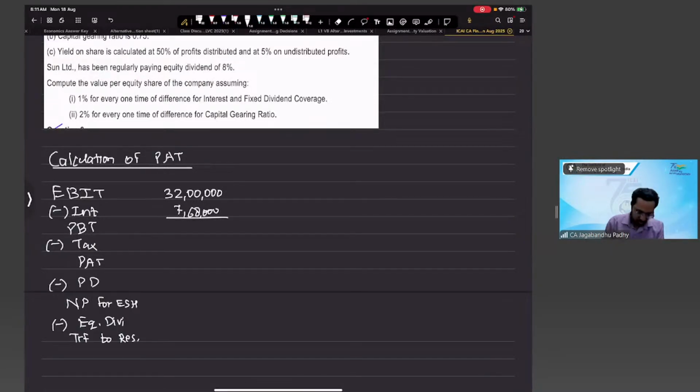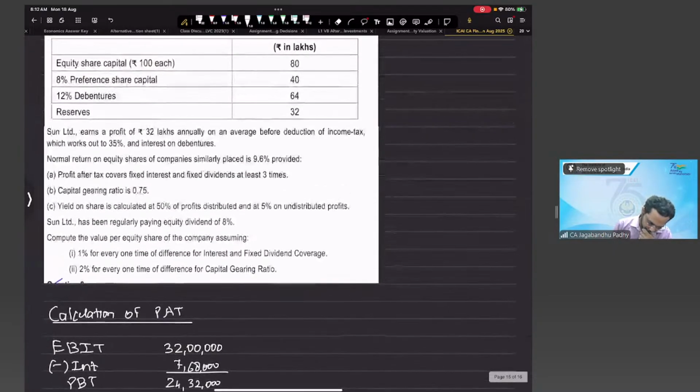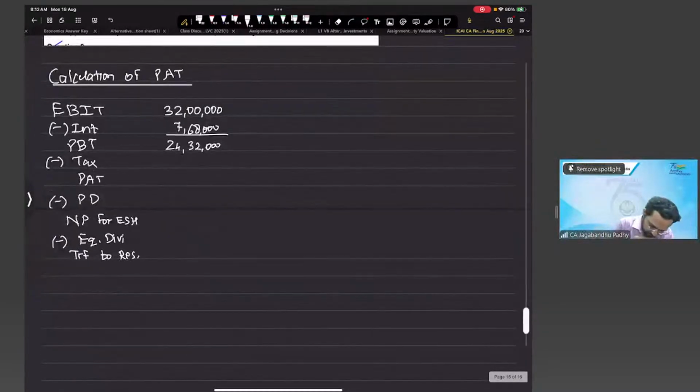7,68,000. Then profit before tax is 24,32,000. What's the tax rate? 35%. Yes. So at 35%, the tax will work out to be how much? 8,51,200.